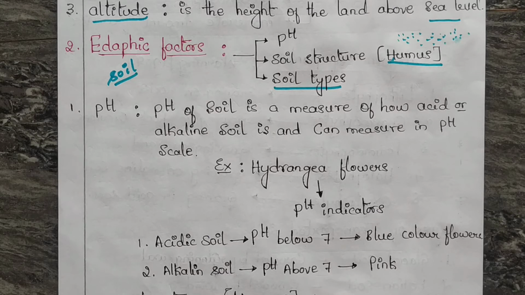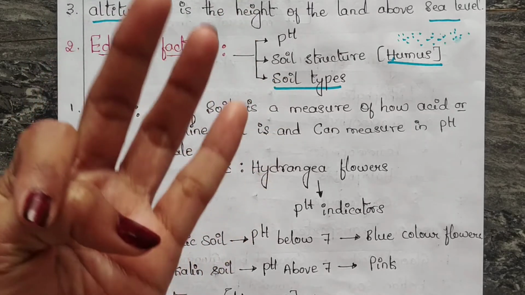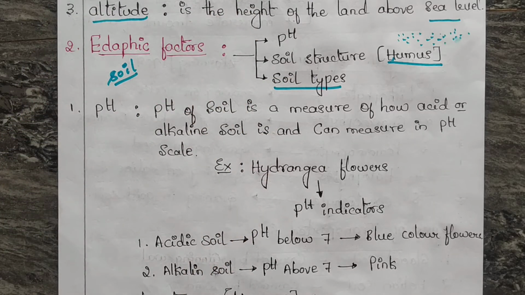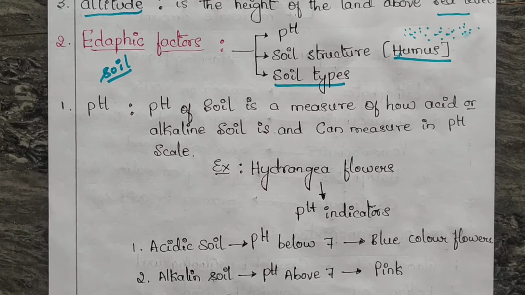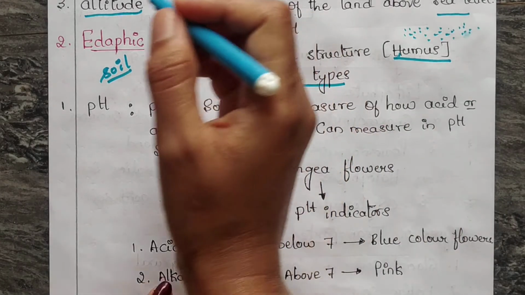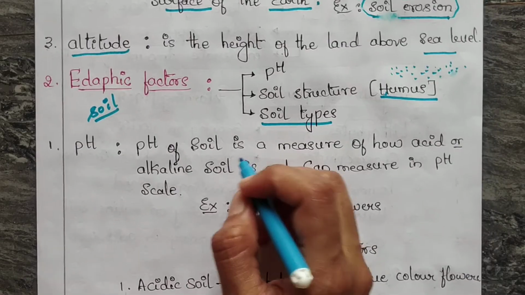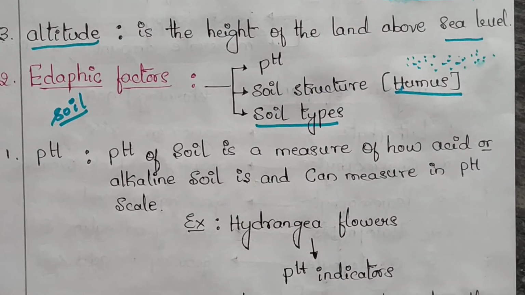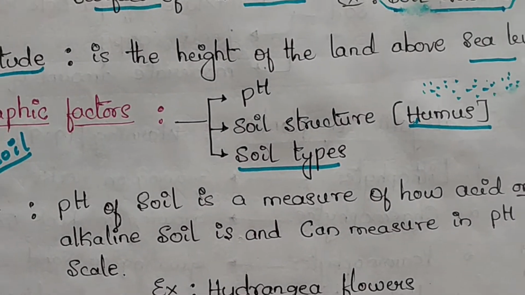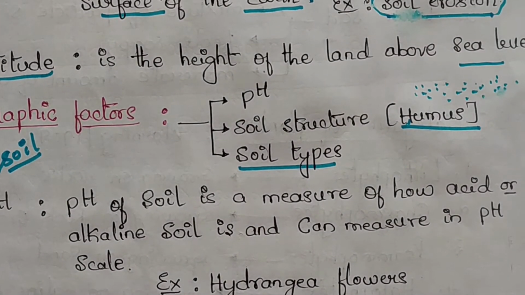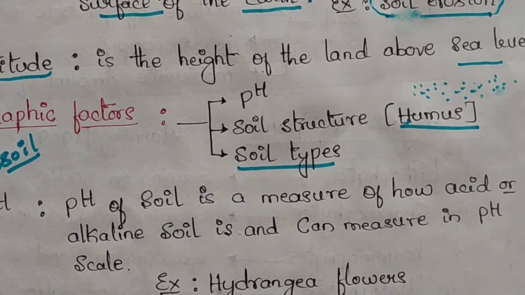In our previous video we discussed the physiographic factors, that is aspect, slope, and altitude. Today we will discuss edaphic factors. Let us know what edaphic factors are. Edaphic factors are those factors that relate to soil. Those are called edaphic factors. The edaphic factors here are the soil pH, the soil structure, that is humus, then soil types.